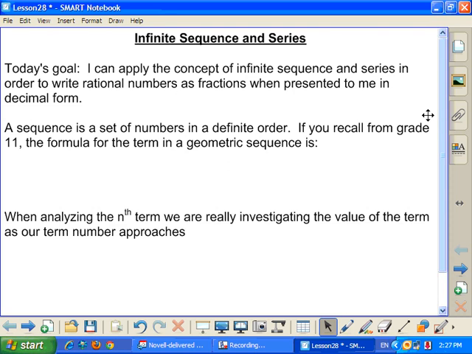So a sequence is a set of numbers in a definite order. Now, if you recall from grade 11, the formula for a geometric sequence is t subscript n equals a r to the exponent n minus 1. And if you don't remember this or didn't get to this, it's not the end of the world. You just really need to know the formula.